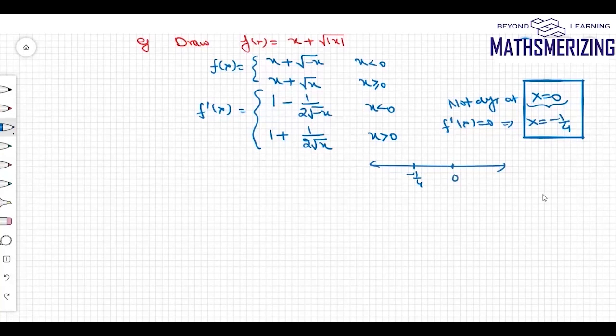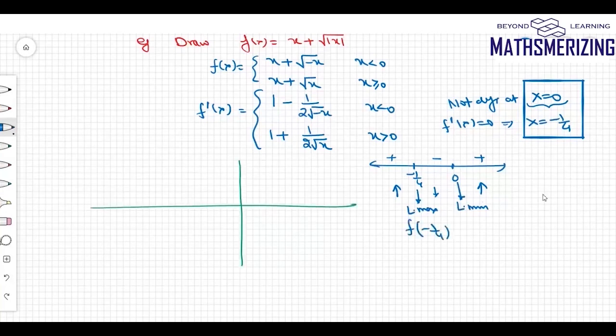So I'll put them on a number line. So rightmost, it is plus, then minus, and then plus. So it'll be increasing when x is less than minus 1 by 4, decreasing between minus 1 by 4 and 0, and then again increasing when x is greater than 0. At minus 1 by 4, it'll be a point of local maximum, and 0 is a point of local minimum. The value at minus 1 by 4 is 1 by 4, and the value at 0 is 0.